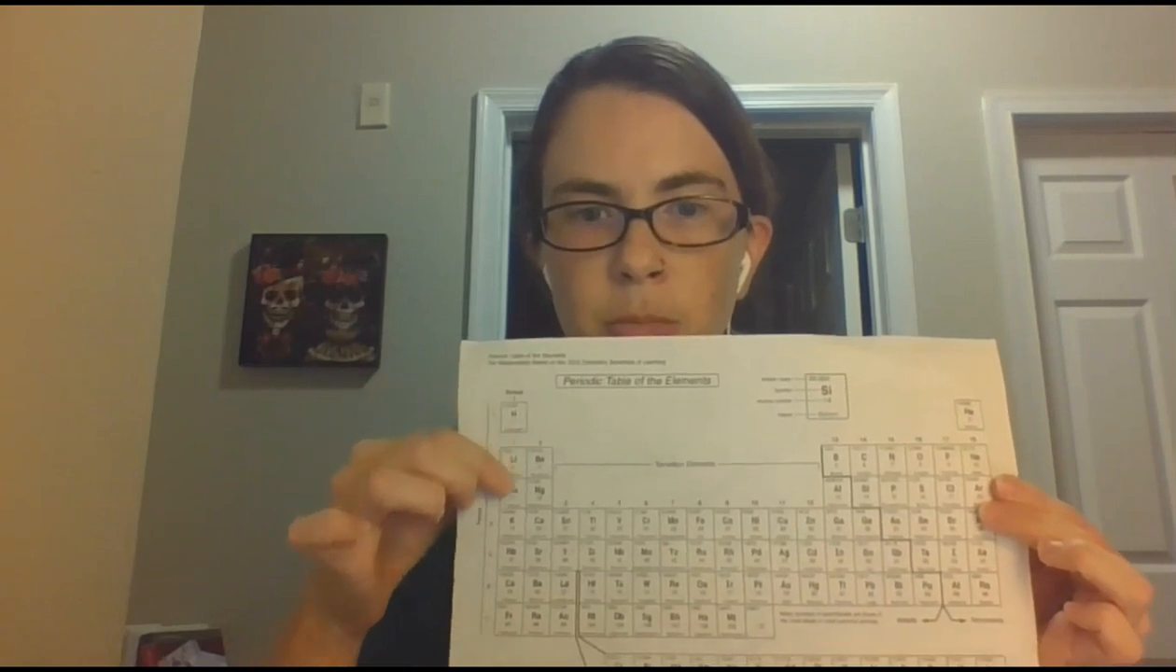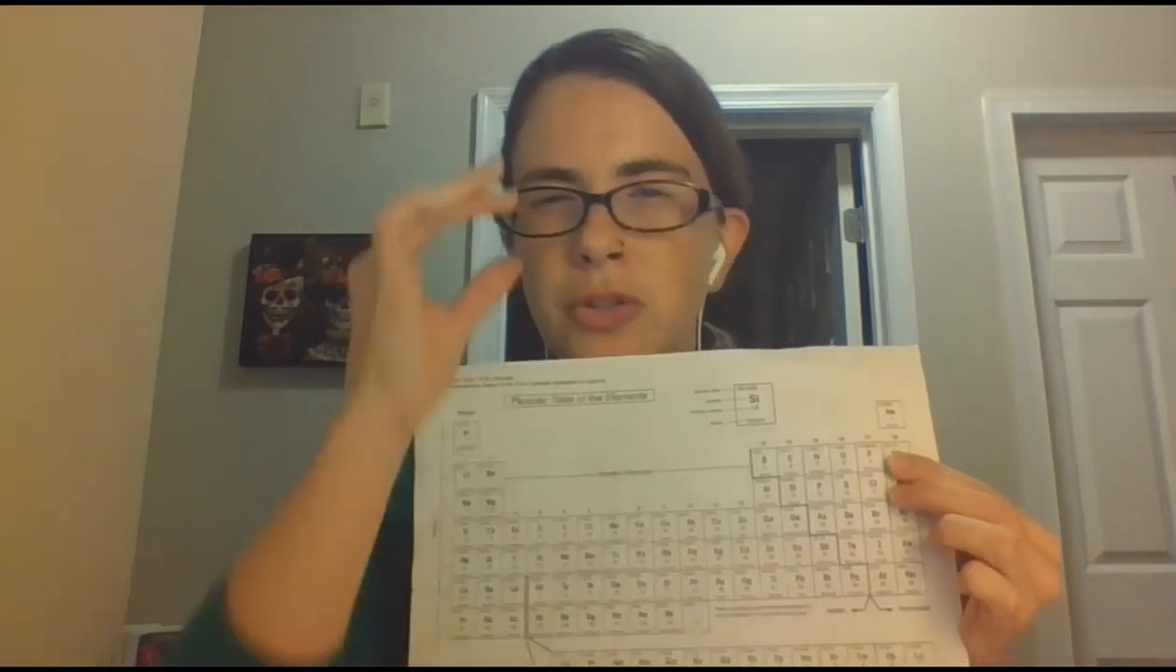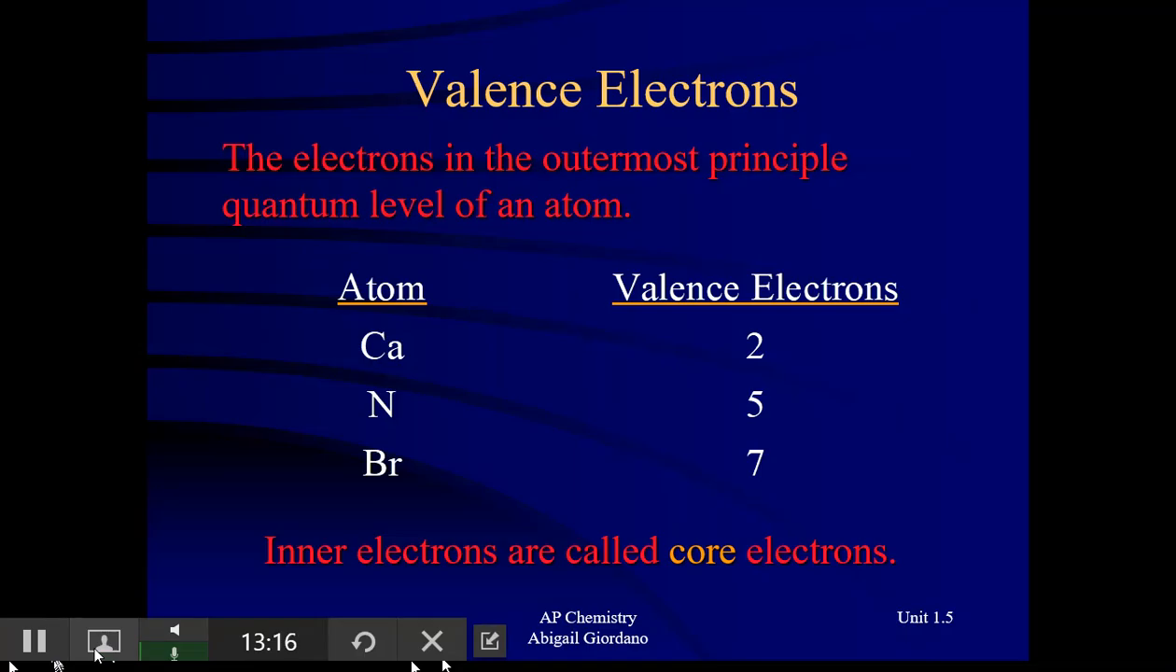Remember that everything in group 1 has 1 valence electron. All the elements in group 2, your alkaline earth metals, have 2. Most of your transition metals also have 2. And then from here, 3 valence, 4 valence, 5 valence, 6, 7, and of course 8 is the most number of valence electrons that you can have. Okay, so just wanted to make sure you guys remember that.